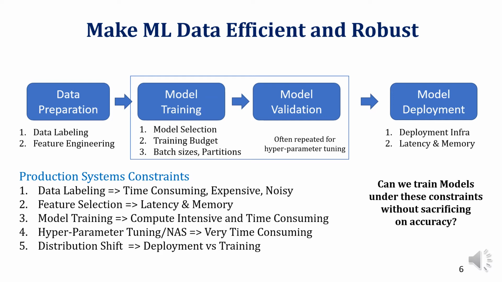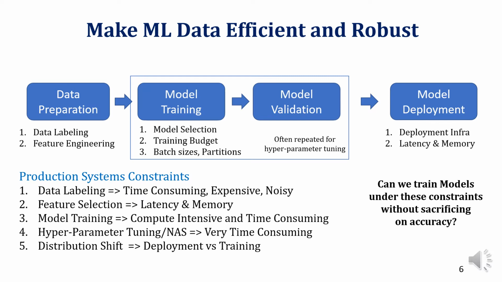So the production system constraints are that data labeling itself is very time consuming, expensive and noisy. Feature selection has a lot of latency and memory issues in terms of storage. Model training can be very compute intensive and again time consuming. Hyperparameter tuning is extremely time consuming because it requires several iterations of the model training itself. And finally, we have the issue when the training and the deployment scenarios have some difference.